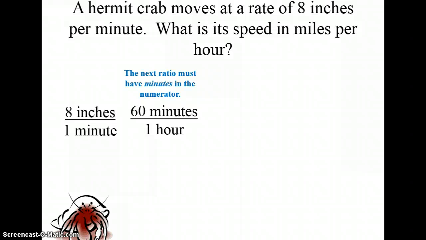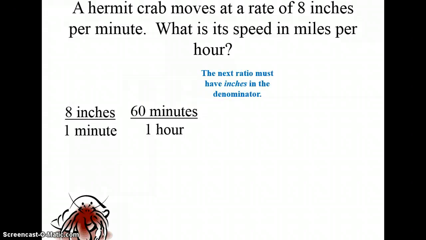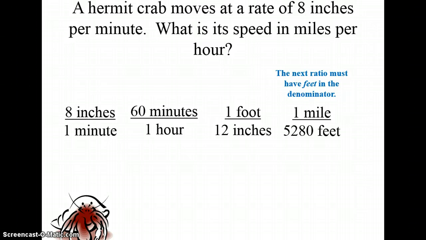But now that I have hours in the denominator, I need to now figure out how to get rid of that inches and turn that into miles. So let's get inches in the denominator. 1 foot equals 12 inches. That's a conversion I'm familiar with. But now it puts foot in the numerator, and I don't want foot in the numerator. So I need to get rid of that by saying 1 mile equals 5,280 feet.